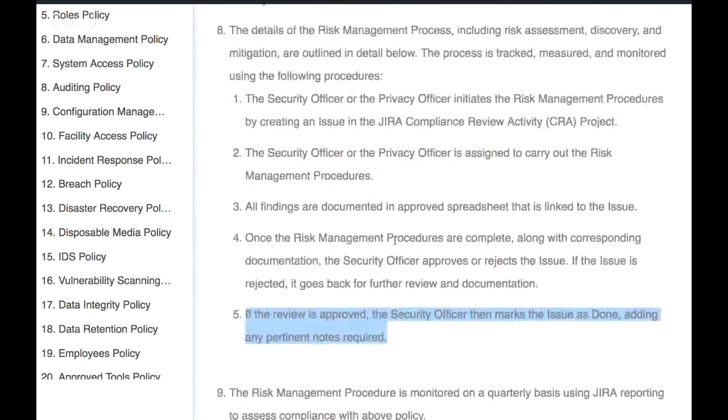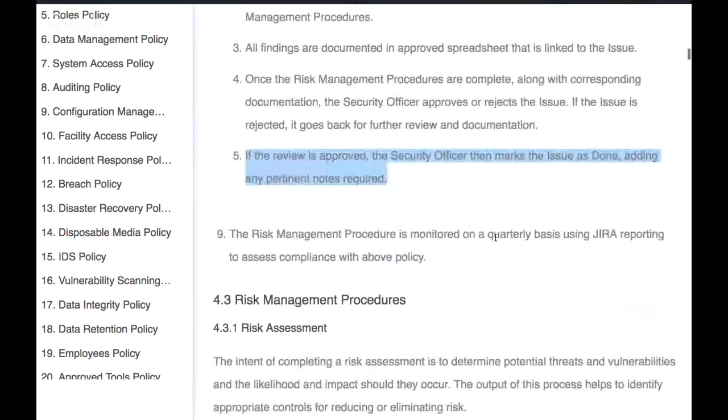It's a pretty standard process. They open a ticket to initiate risk management procedures, and then someone is assigned to it, they work on it, and they document all the findings in an approved spreadsheet that is linked to the issue. Once the risk management procedures are completed, the security officer either approves or rejects. If the issue is rejected, it goes back for further review and documentation. If the review is approved, the security officer marks the issue as done and, if needed, adds notes to it.